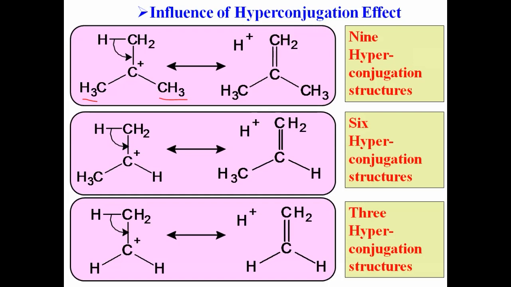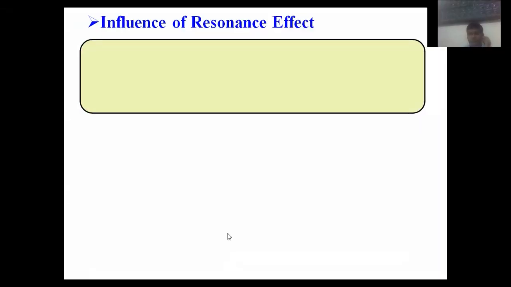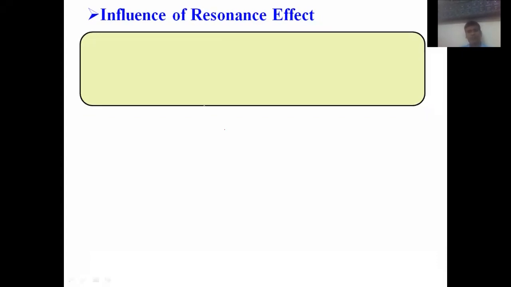We are just discussing the stability of carbocations, and in this we have first studied 2 important concepts: the influence of inductive effect as well as the hyperconjugation effect on the stability of carbocation. Now let us see the third one, the influence of resonance effect. Now consider a simple example, a very simple and interesting example.